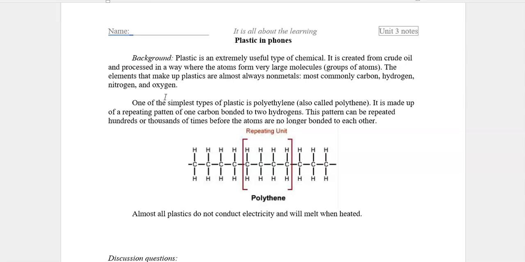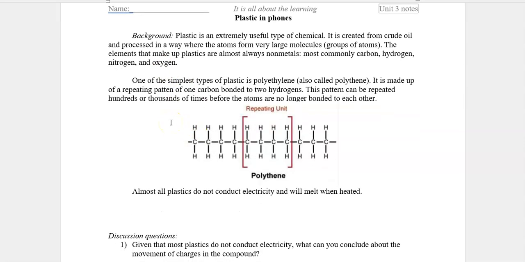One of the simplest types of plastic is called polyethylene. It's also called polythene, but that's much less common of a name. It's made up of a repeating pattern of 1 carbon bonded to 2 hydrogens. So here it's actually only carbon and hydrogen. This pattern can be repeated hundreds or thousands of times before the atoms are no longer bonded to each other.